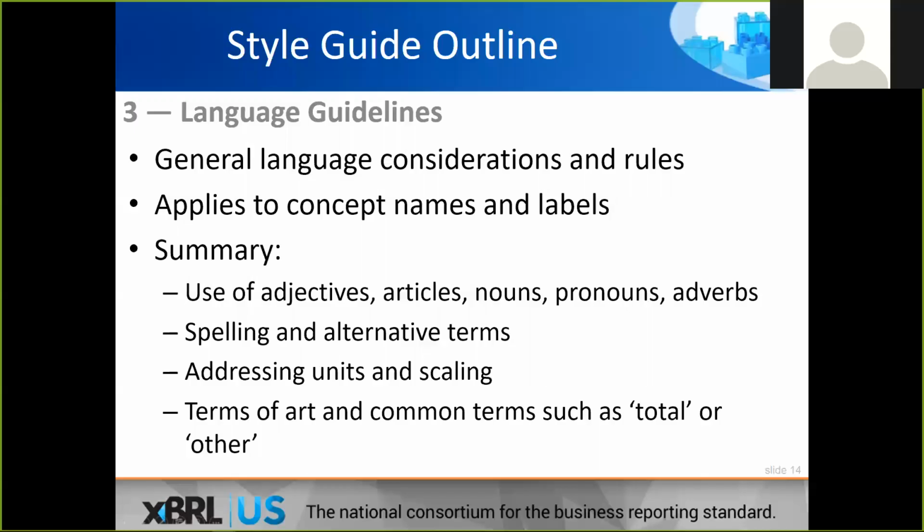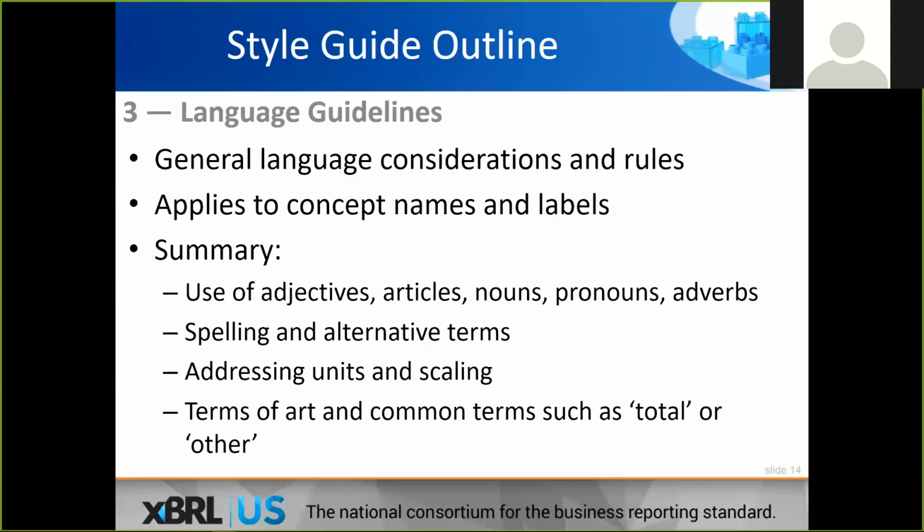So we'll talk about how adjectives, articles, nouns, pronouns, all those things should be used, spelling and alternative terms, scaling and units. And this is actually one of these kind of traps that you can get into. And it's easy, particularly if you're coming in fresh from a different perspective. You haven't been dealing with any of the taxonomies we have right now, and start thinking, well, I want to represent the name of a concept and call it millions of barrels of oil or something like that. So you need to be very careful about using scales.